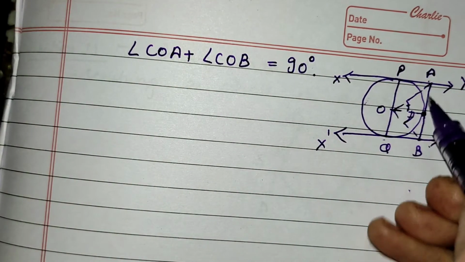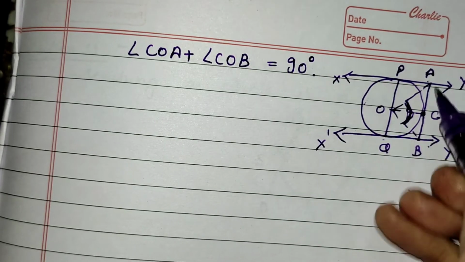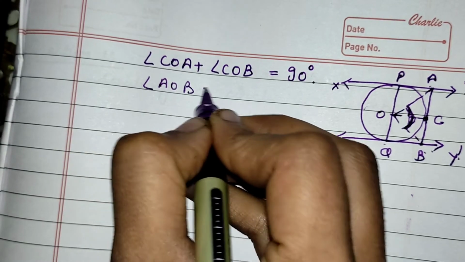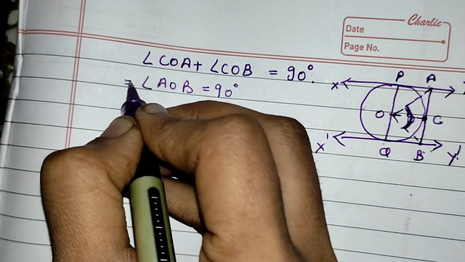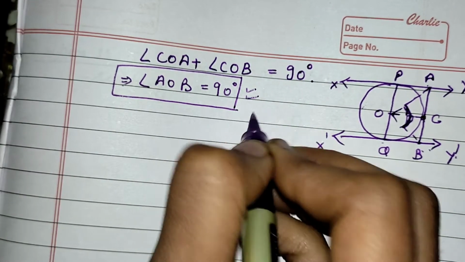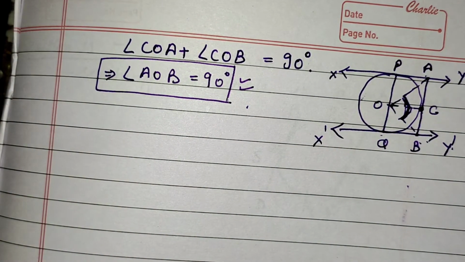So the summation of this complete angle is what? Complete angle is my angle AOB, which is equal to 90 degree. So this is the condition which we have to prove in our given question. Right.